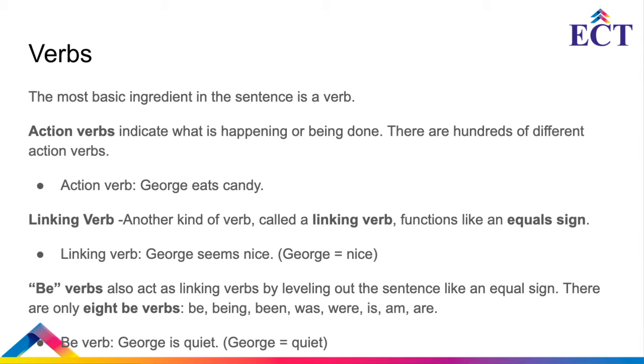So there are only 8 be verbs: be, being, been, was, were, is, am, and are, right? So for example, George is quiet. Is: George is equal to quiet. So this is is. So there are three types of verb: action verbs, linking verbs, and be verbs. Linking and be verbs are kind of equations. They link one part to the other, whereas action verbs denote an action, right?